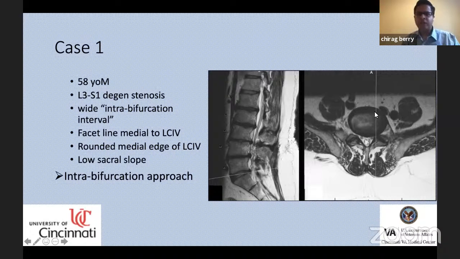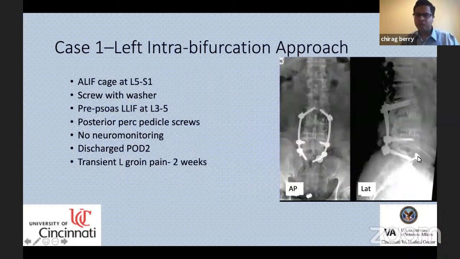And that's the approach that I ended up using over here. This patient also has a low sacral slope, so my incision doesn't have to be far inferior, so I can potentially use that same incision to address the 3, 4, and 4, 5 as well. So that's what I did. I placed an ALIF cage at L5S1. I placed a screw and washer to partially cover it to prevent dislodgement.